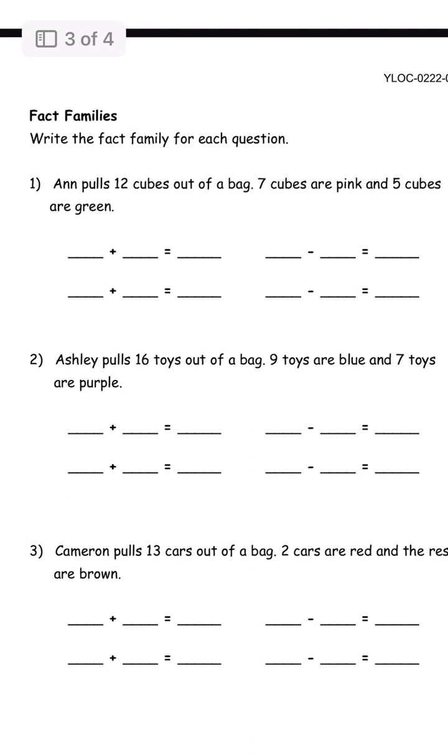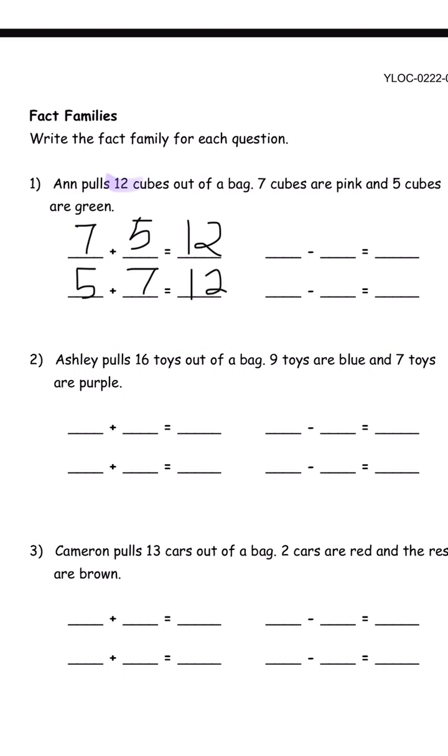Now, the next one, we have fact families. Write the fact family for each question. Anne pulls 12 cubes out of a bag. 7 cubes are pink and 5 cubes are green. So this is the same thing that we did from page 1. We know that 12 is the greatest number, so we're going to use the other two numbers as our addends, 7 and 5. 7 plus 5 equals, now we use 12, that's the greatest number. And now we switch the order, so 5 plus 7 is 12.